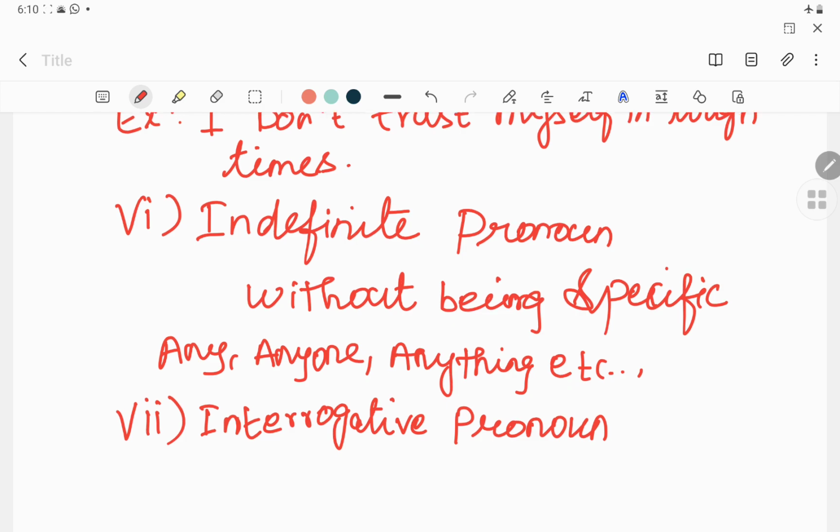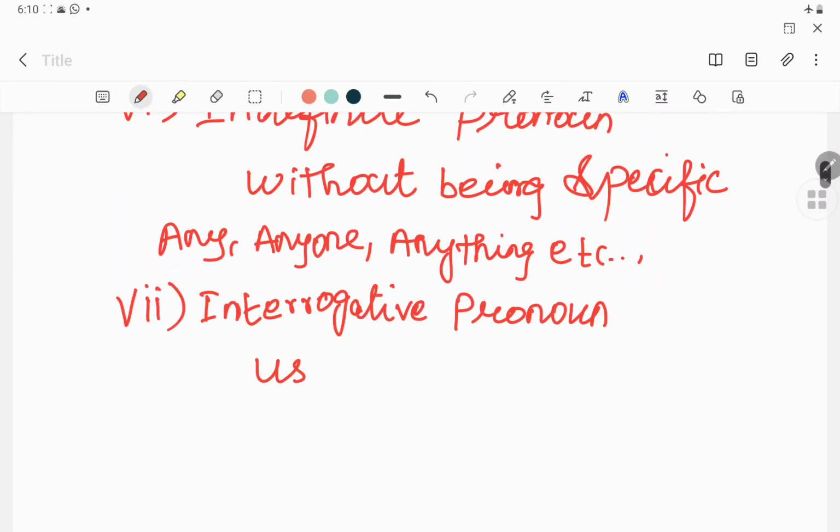ஸோ யூஸ்டு டு ஆஸ்க் அ கொஷின். If you use some words to ask a question means that comes under the interrogative pronoun. So used to ask a question. Okay, so used to ask a question means so definitely you know. So how do you ask the question to your friend or also your neighbors or to anyone? How do you ask the question? By using WH words only.